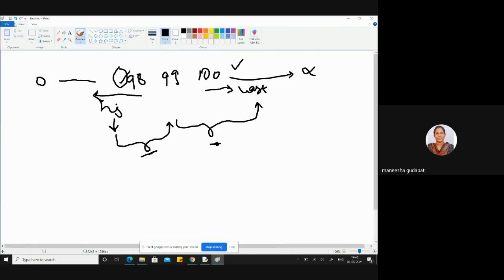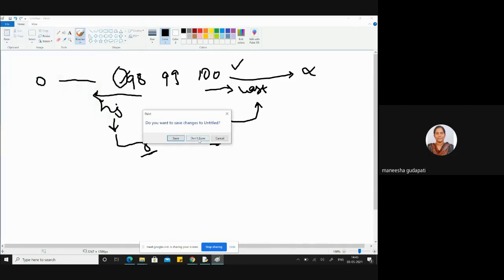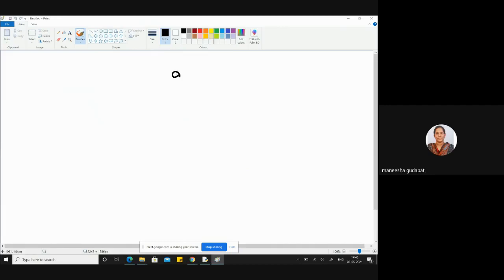What is the other way of doing? Start from 99, whatever the number that you have given. One step towards right as well as one step towards left. What is one step towards right? It's 100. Check whether 100 is a palindrome or not. In the same way, check whether 98 is a palindrome or not. These two numbers are not palindromes.